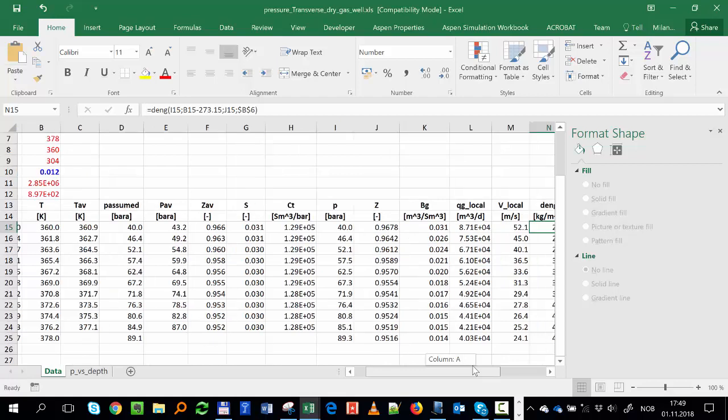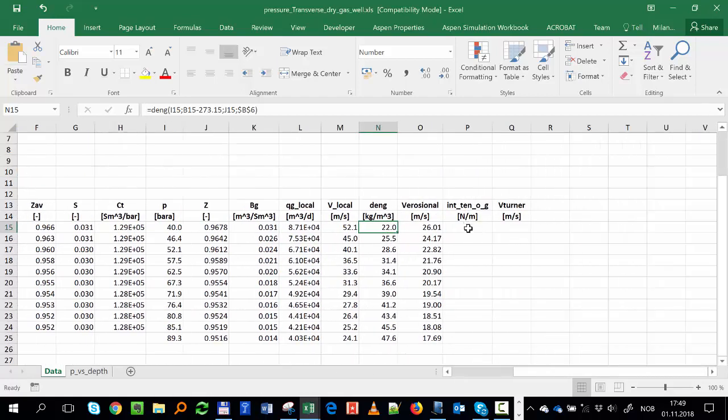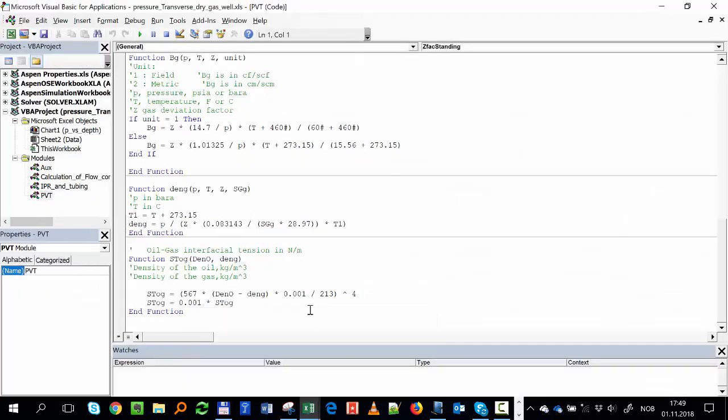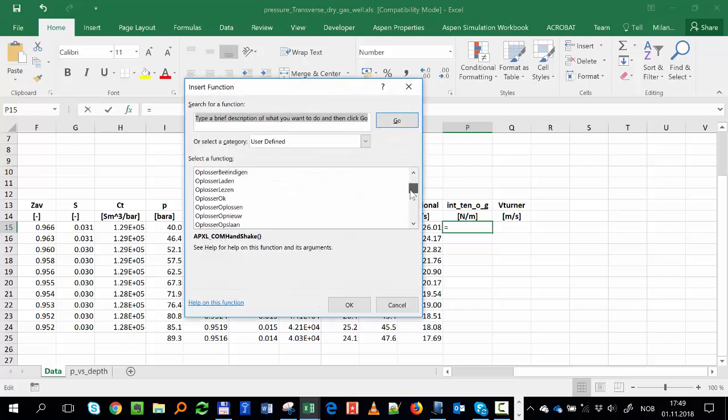So what do we have here? Interfacial tension. We have one column to calculate interfacial tension. What was the name of that function, if you remember? STOG. ST is for surface tension, which is not exactly correct. It's interfacial tension. So let's call that function ST.